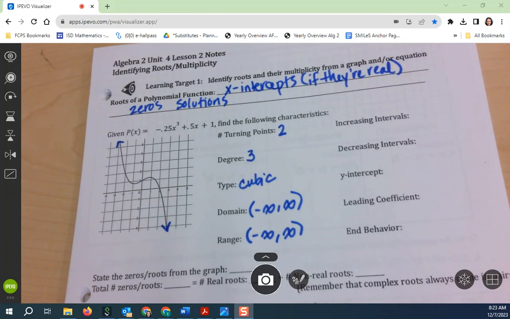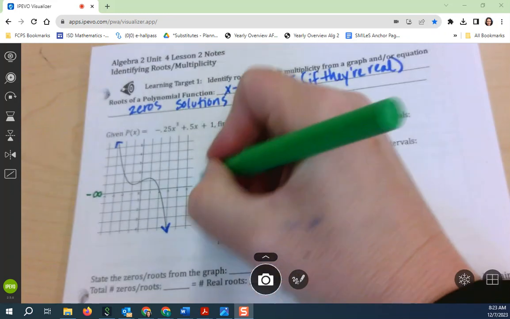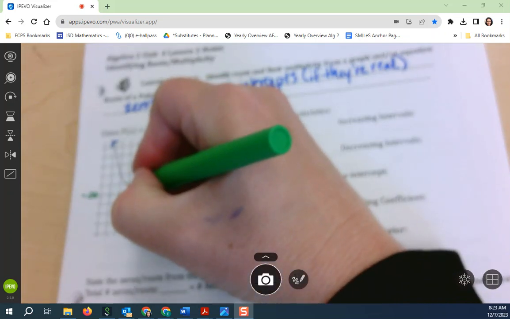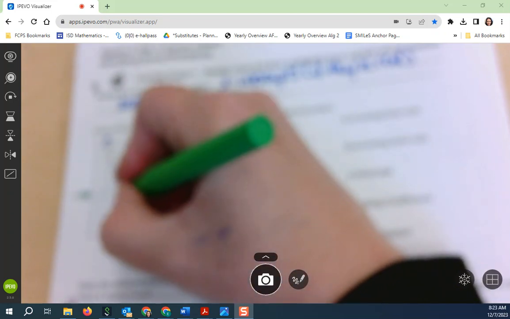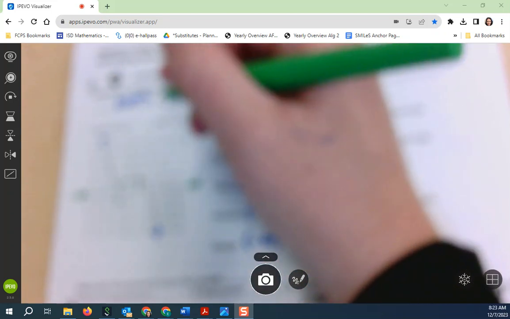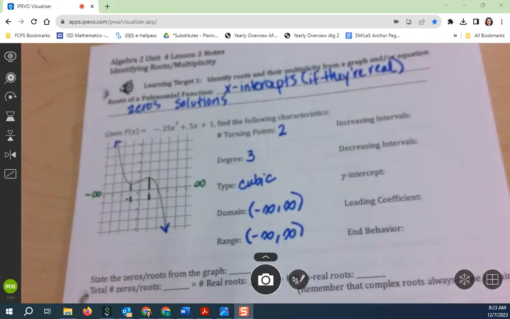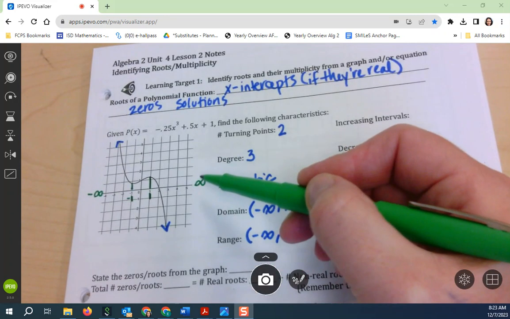For increasing and decreasing intervals, I'm going to remind you that it can be helpful to put your negative infinity on the left and your positive infinity on the right. And then you're going to connect your turning points to the x-axis to help you focus on those numbers. So it looks like one turning point is approximately at -1, and one turning point is approximately at 1. All right, so when we're doing increasing and decreasing, these are the only numbers we're going to use. So we're just going to use these 4 numbers for increasing and decreasing.